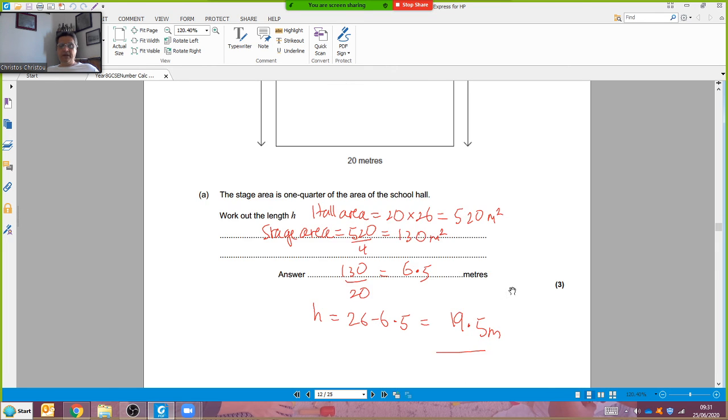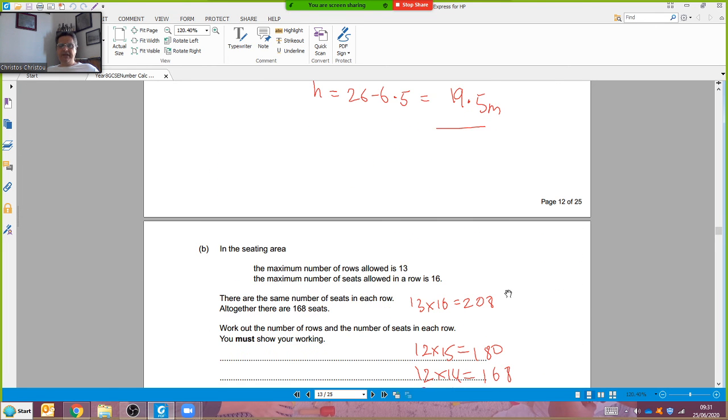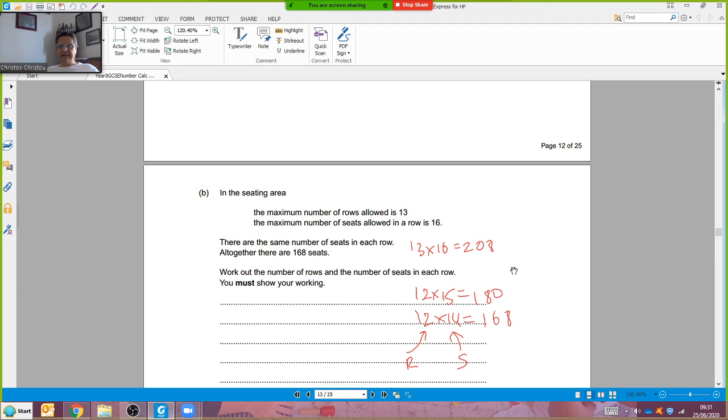Again, a little bit complicated. This is now trial and improvement, and I'll show you how I did it. The seating area has a maximum number of rows, and that's 13, and each row has a maximum number of seats, which is 16. There are the same number of seats in each row. Altogether, in that hall, we can comfortably fit 168 seats. Now I've got to work out the number of rows and the number of seats in each row, and I've got to show my working.